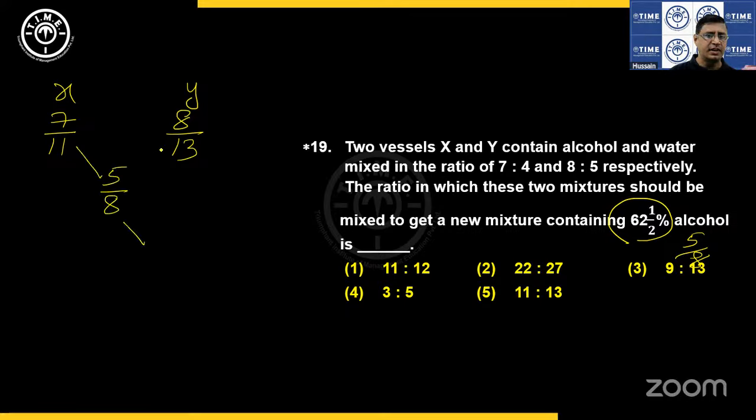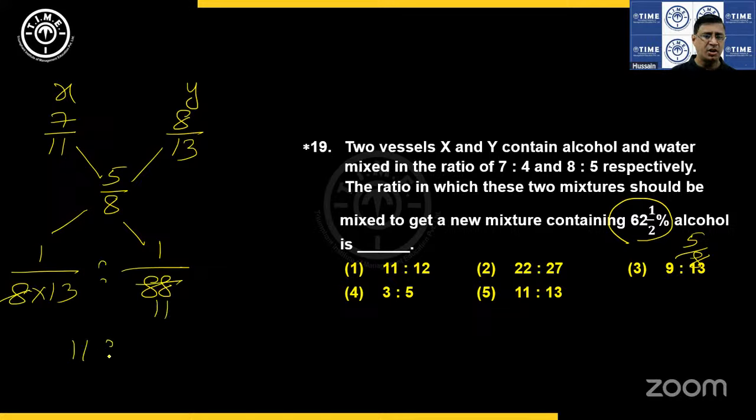Now just observe the alligation. 88 is the LCM. 8 into 7, 56. 11 into 5, 55. Difference is 1. Here on the other side, 8 into 13: 8 into 8, 64. 5 into 13, 65. 64 and 65, difference is 1. Doing cross multiplication, the result is 11:13.